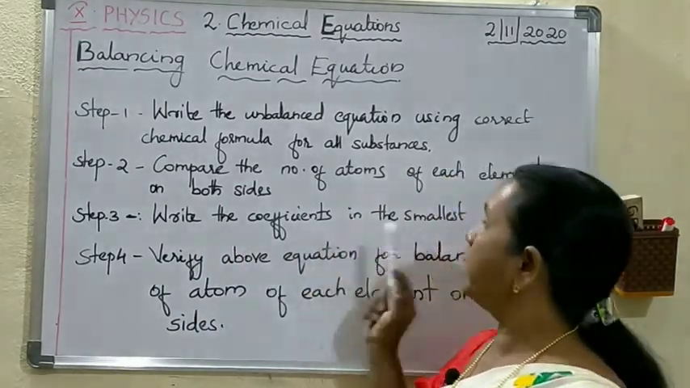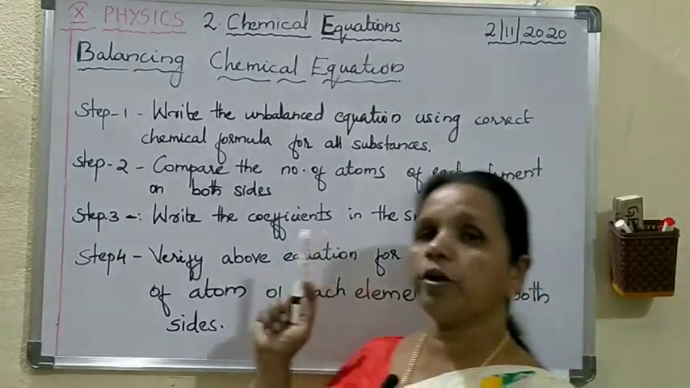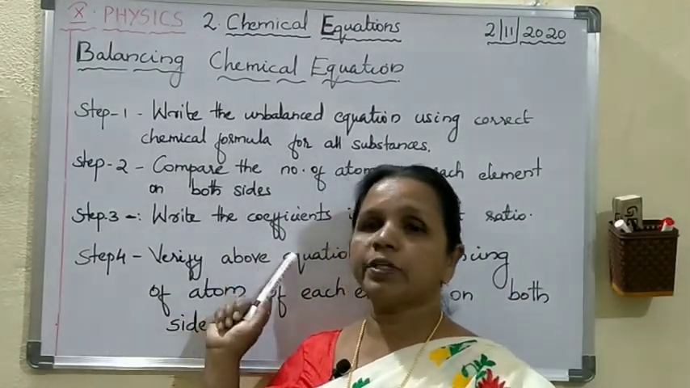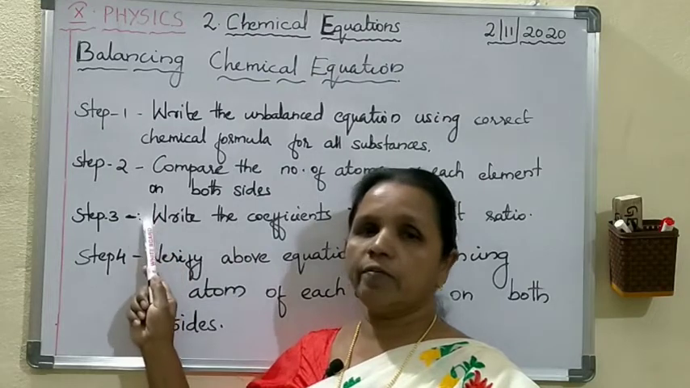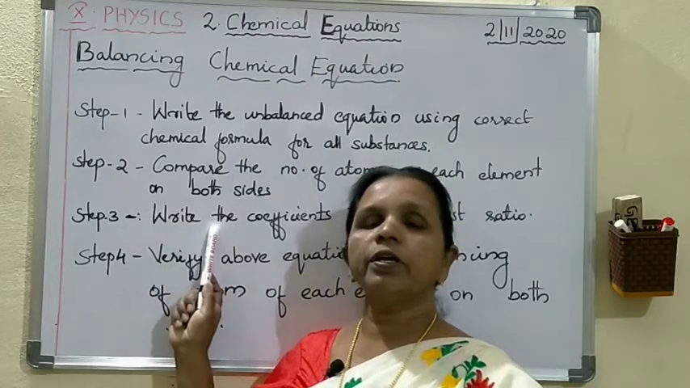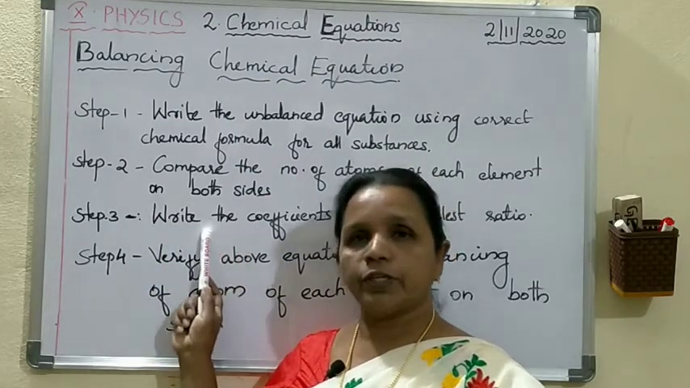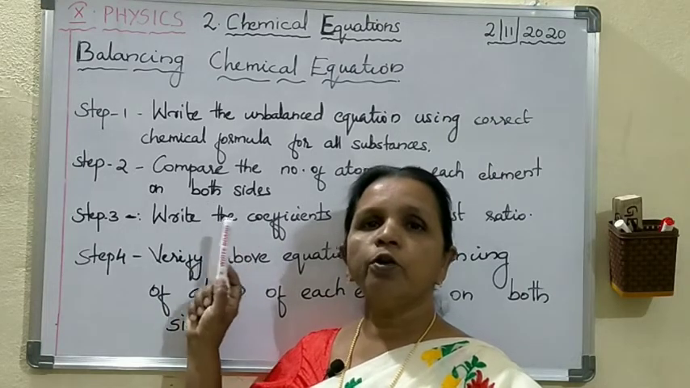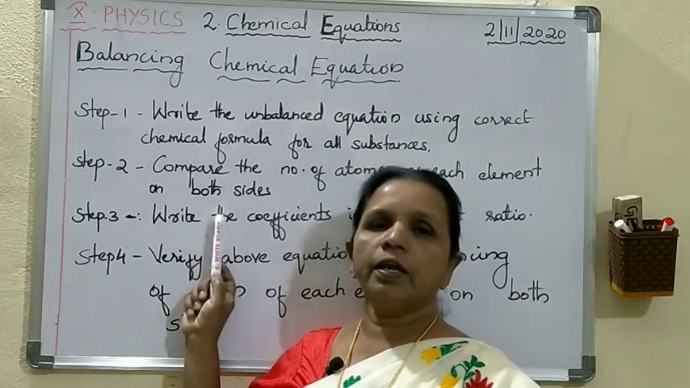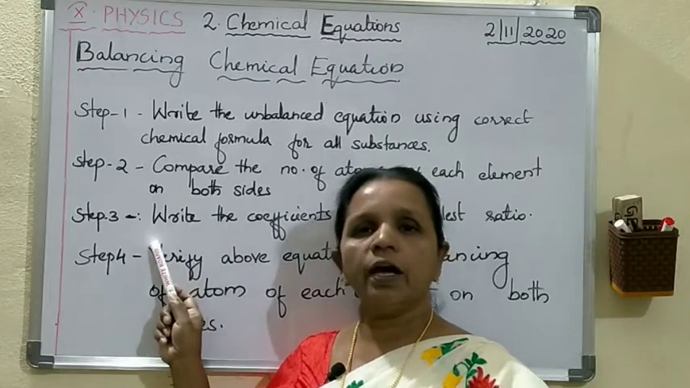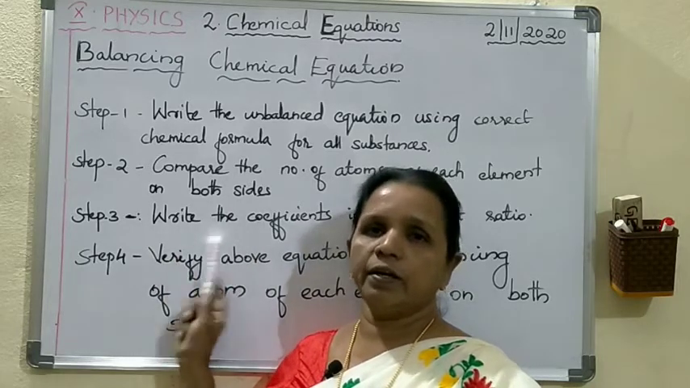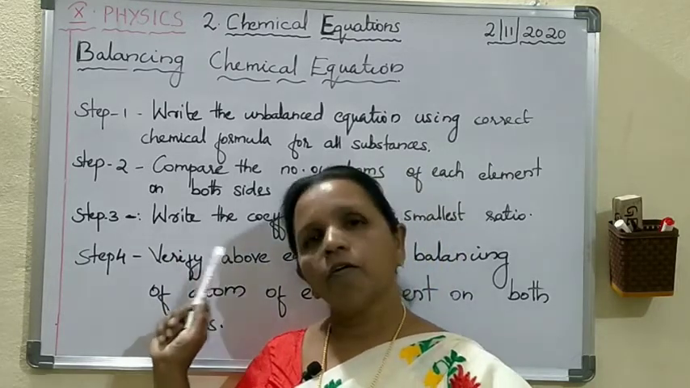Third step, write the coefficient in the smallest ratio. Coefficient means, as you already know, the number we keep on the left side of the formula. If 2 HCl, 2 is the coefficient; 3Al2, 3 is the coefficient. What we write on the left side, that we call the coefficient.